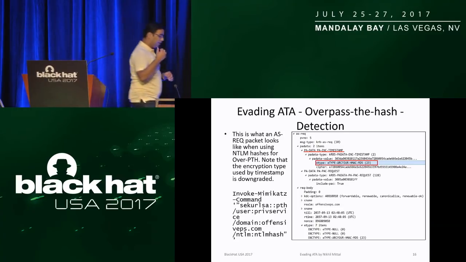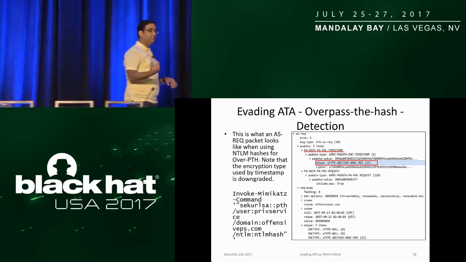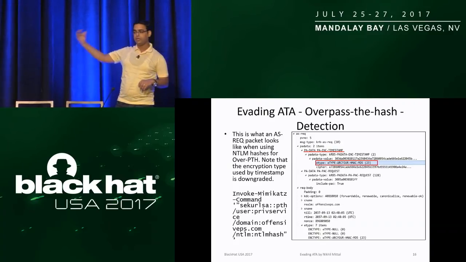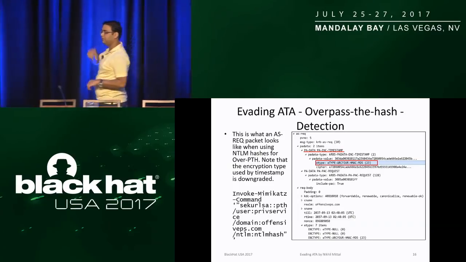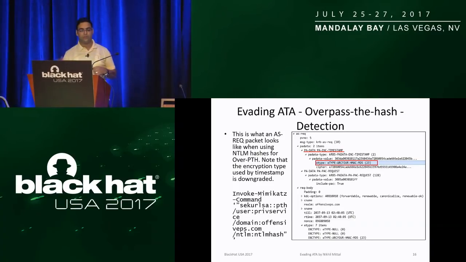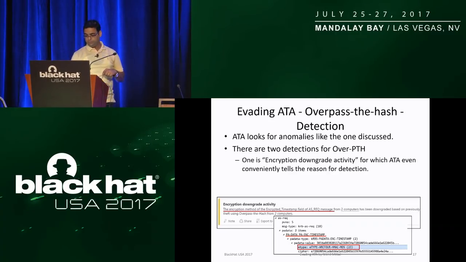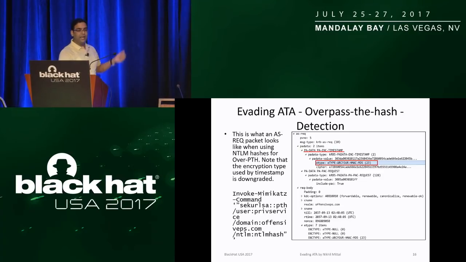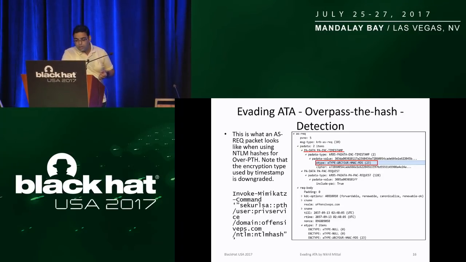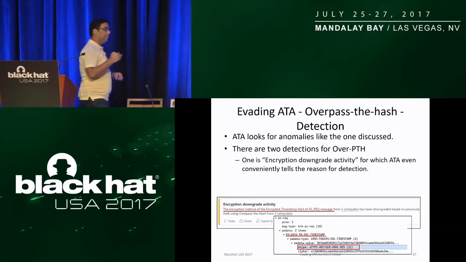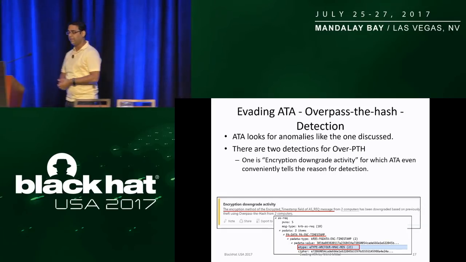But as soon as you use an NTLM hash for creating an Overpass-the-Hash attack, or creating a Kerberos ticket, and then you request a TGT from the KDC, or the domain controller, or the key distribution center, that's one and the same thing, then you get to see this. The EType is downgraded to ARC4-HMAC-MD5. And this is the command which most of us use, right? The username, the domain, and the NTLM hash. This is what ATA detects. Exactly this is the type of anomalies which it is looking for, lazy attackers.